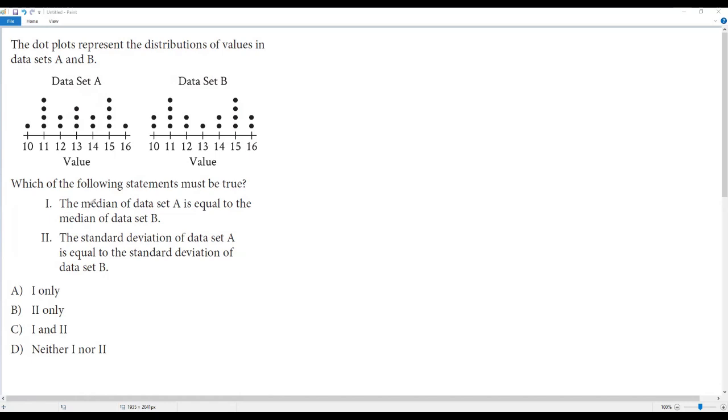The first statement: the median of dataset A is equal to the median of dataset B. The second one: the standard deviation of dataset A is equal to the standard deviation of dataset B. Now let's check whether the first statement is true or false.